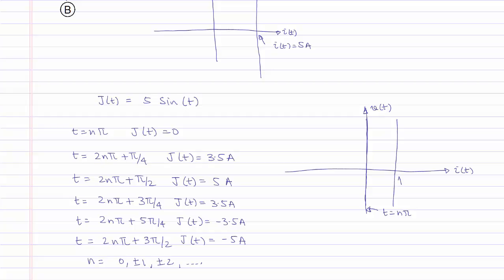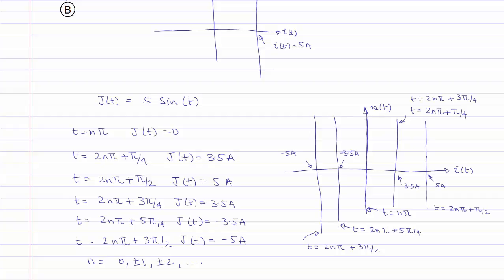at 3.5 amperes, and this is the value at t equal to 2n pi plus pi by 4. And so on, we can plot the characteristics as a function of time and as shown on screen in the plot of I versus V of t.